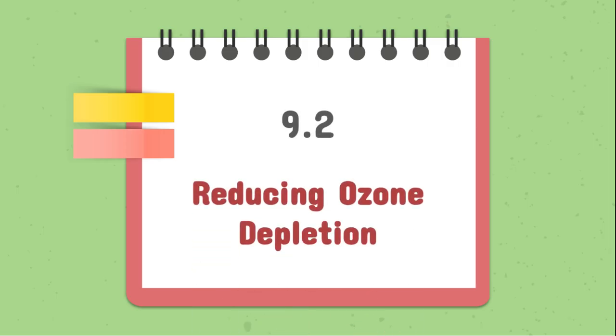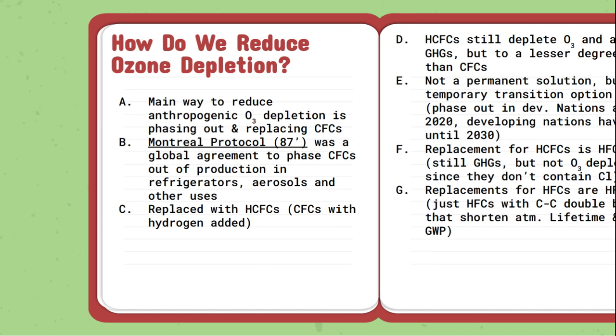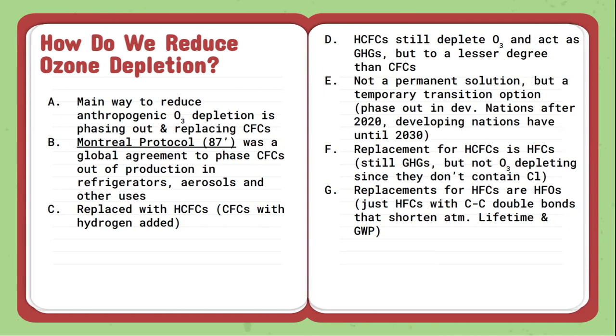Now on to 9.2. What have we done, and what can be done to hopefully help eliminate this reduction in ozone? The main way to reduce ozone depletion is by eliminating the anthropogenic reason why we've seen it deplete. That comes to a piece of legislation that we need to make sure we know, and that is known as the Montreal Protocol.